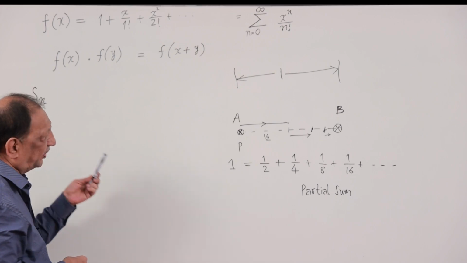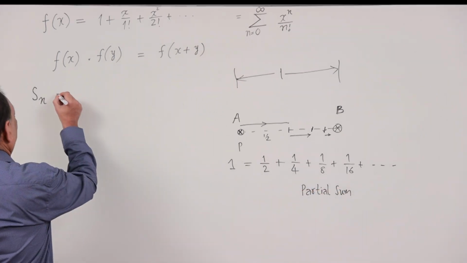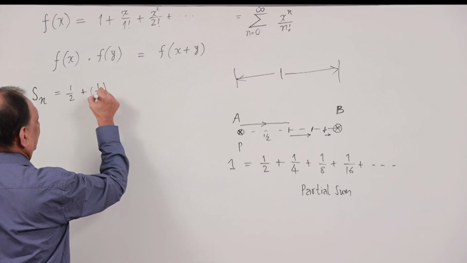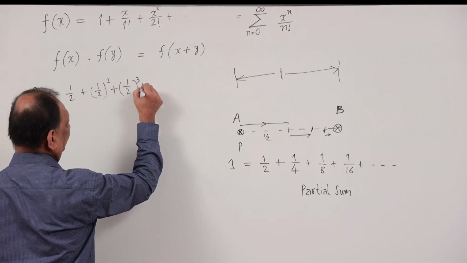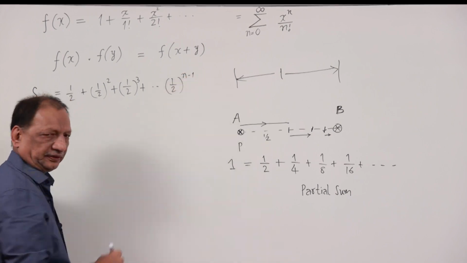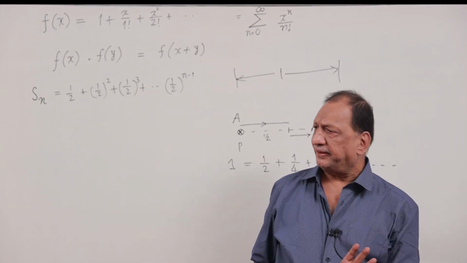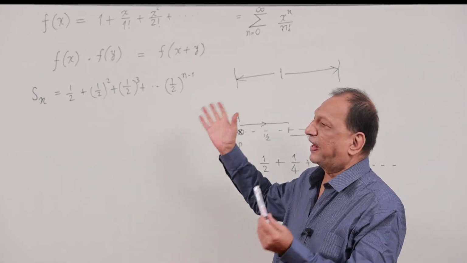What is the partial sum Sn? Sn in this case, when I want to add n terms, is half plus half squared plus half cubed, etc., half to the power of n minus 1. Correct? That is n terms I have added, partial terms, correct now? Sn. Now, how do you find this value?